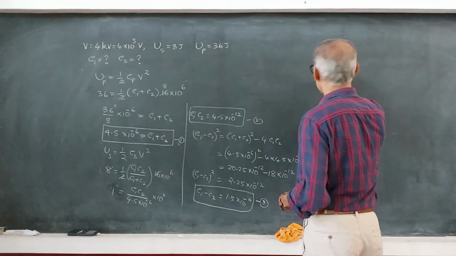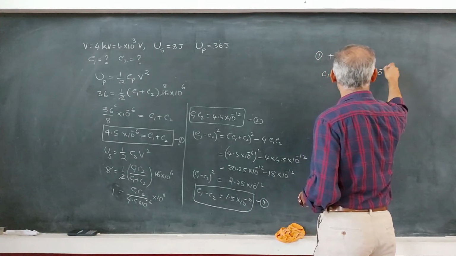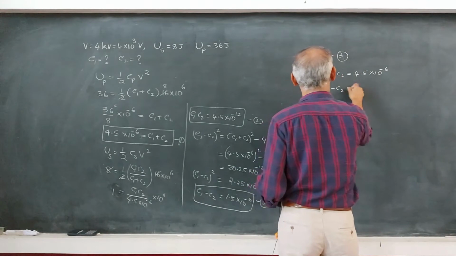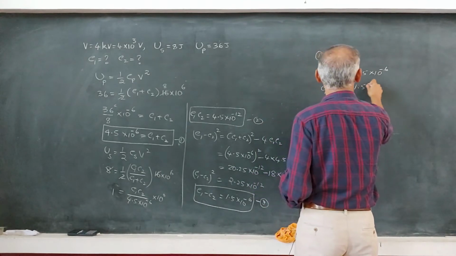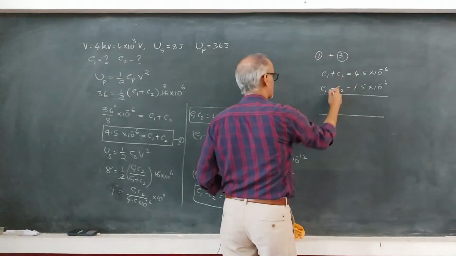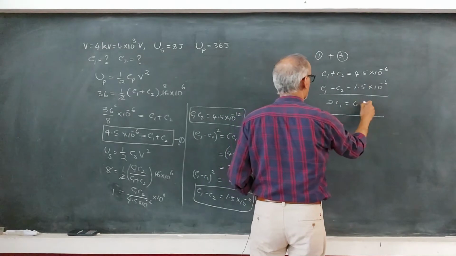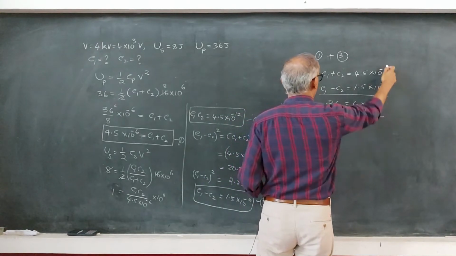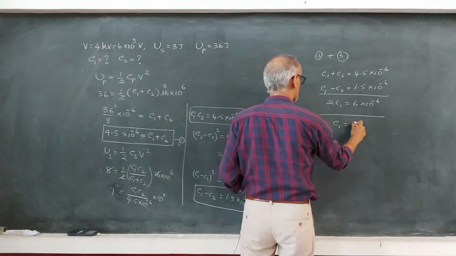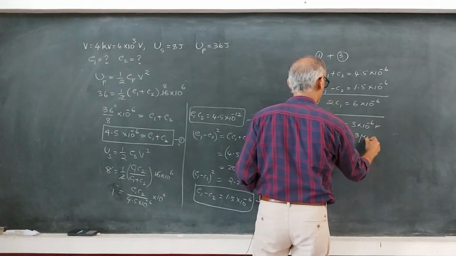So C1 plus C2 is 4.5 into 10 to the power minus 6, and C1 minus C2 is 1.5 into 10 to the power minus 6. So when you add, this will get cancelled, we get 2C1 is equal to 6 into 10 to the power minus 6, because 10 to the power minus 6 is common. Therefore the value of C1 is 3 into 10 to the power minus 6 farad, or 3 microfarad is the answer.